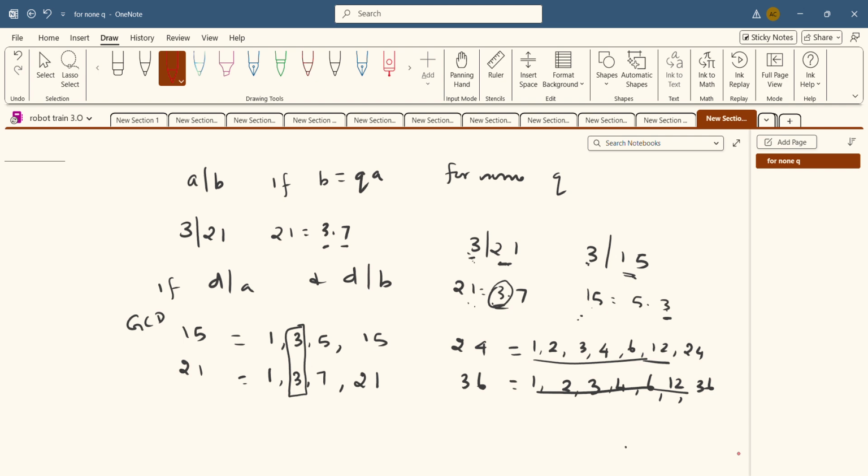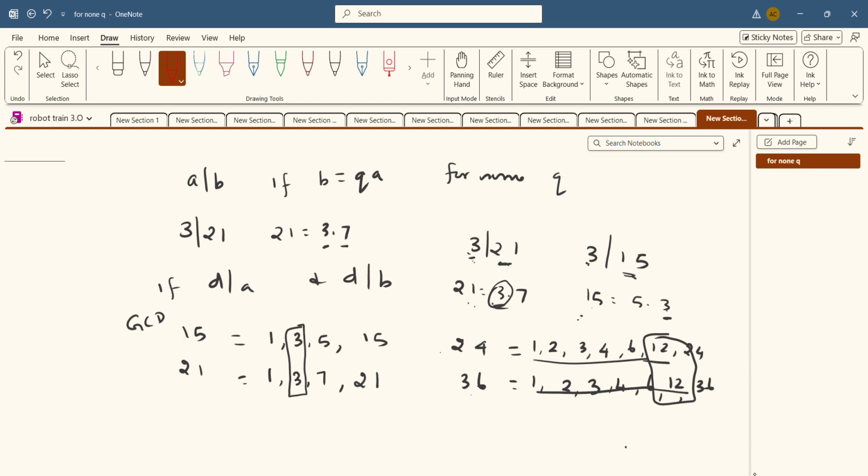Among these, which is the greatest one? 12 is the greatest one. Okay. Among these common divisors, 12 is the greatest one. So I can conclude that 12 is the greatest common divisor of 24 and 36.